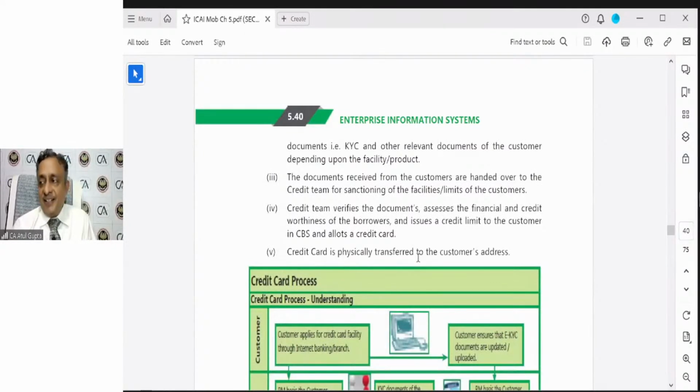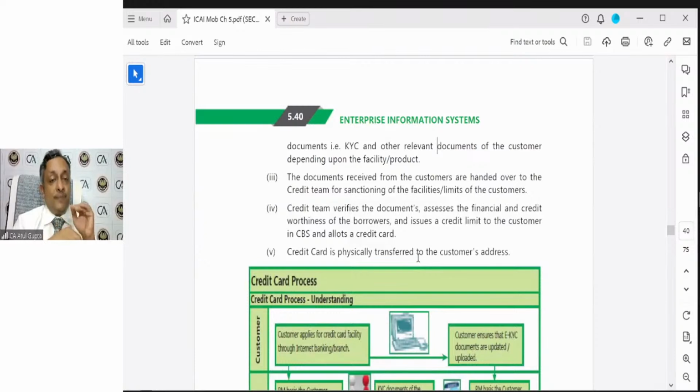Once the allotment is done, then the credit card is transferred to the customer address. Now, see, even 10 years back, credit card fraud did happen. The frequency has been reduced. So previously credit cards were sent by post and the PIN number was also sent in the same envelope. So the person got the understanding that if they want to do a fraud, they will take the whole envelope and not deliver it to the customer.